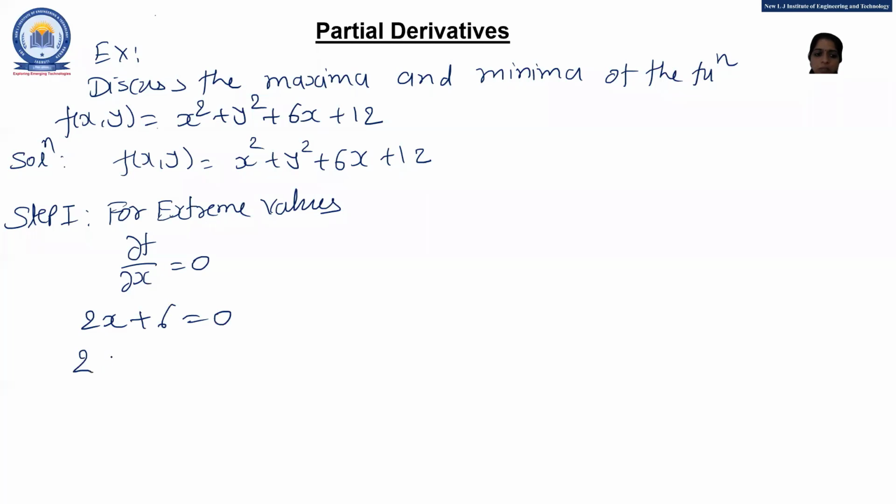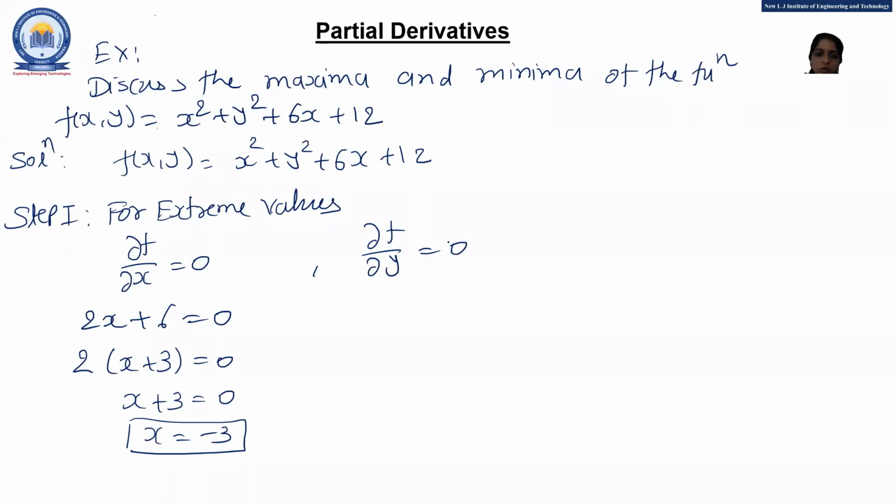If I keep 2 common, the remaining term is x plus 3. If I keep this 2 in the denominator of this 0, that is 0. So x plus 3 equal to 0, so x equal to minus 3, right? Similarly, del f by del y. The partial derivative of f with respect to y of this given function is 2y, right? So y equal to 0. So I have another point, y equal to 0.